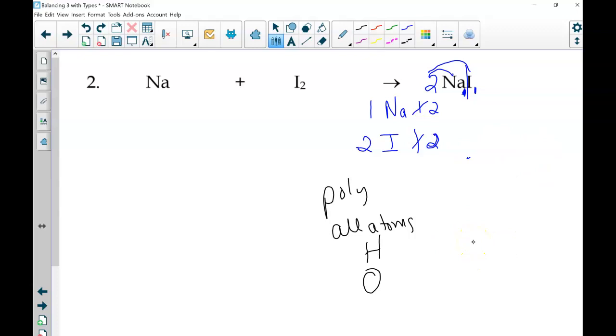So now my iodines are fixed, but my sodiums are messed up. So now I have to go over here and put a 2 here. That makes my sodium go to 2. And now I have 2 and 2 and 2 and 2, meaning the same number, not that they're all 2s, but this is 2 sodiums and 2 sodiums, 2 iodines and 2 iodines, and this would be a 2, 1, 2. I would not write the 1, but it is there for balancing.